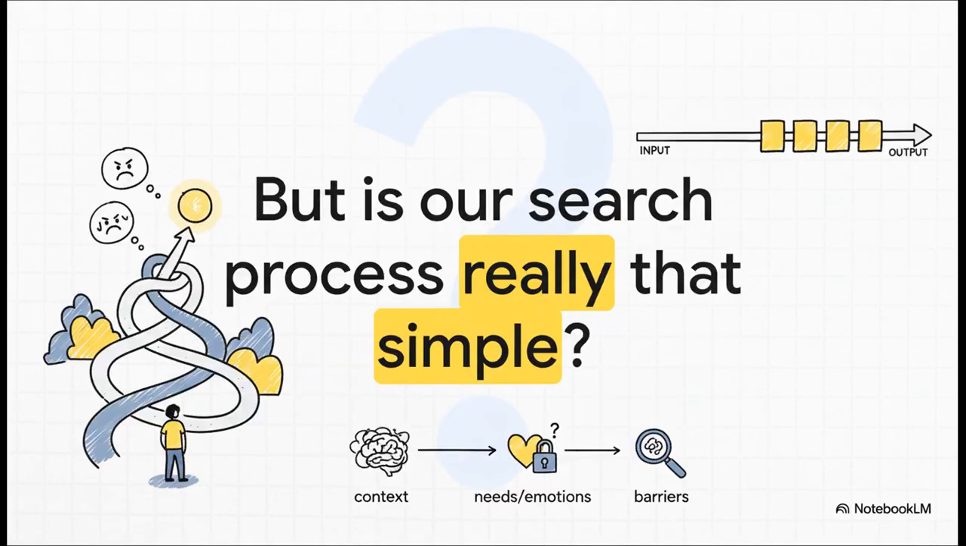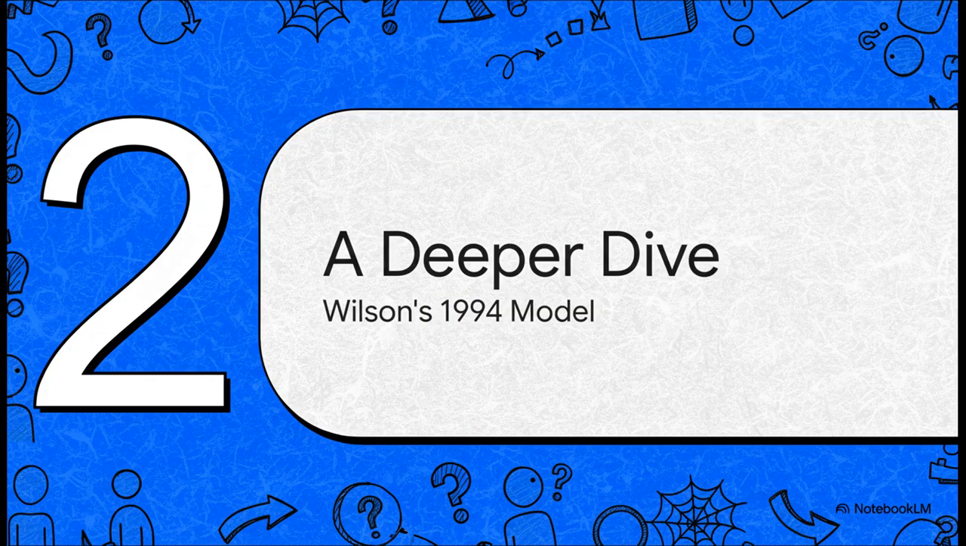But, and this is a big but, Wilson himself realized that our lives are a lot messier than a simple flowchart. What about the stress you feel when you're on a deadline, or the confusion you have trying to search for something you know nothing about? What about all the human stuff? This thinking led him back to the drawing board, and it resulted in his much more nuanced 1994 model. This one isn't just a blueprint anymore. It's a detailed psychological and social map that puts the person right smack in the center of it all.